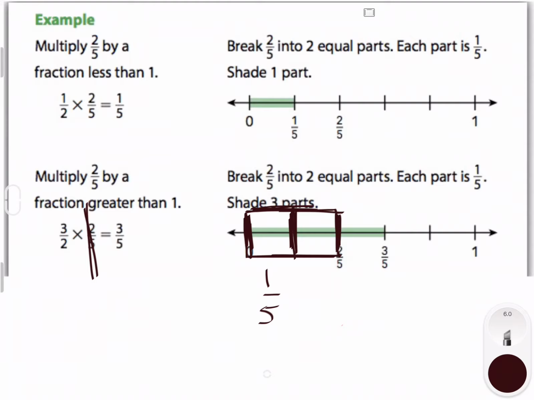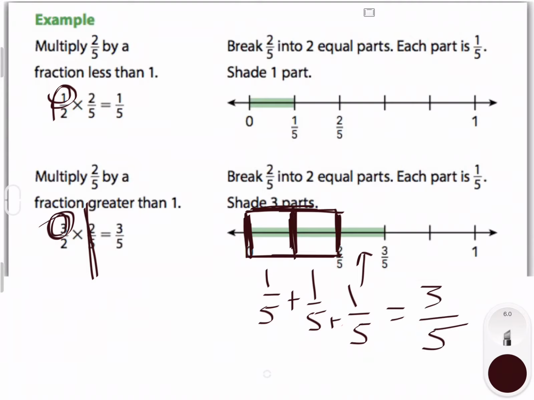But we're not just going to shade that one time like we did up here. We're going to do that 3 times. So 3 1/5. So 1/5 plus 1/5 plus this other 1/5 that is outside of the original amount. So it increases our product, the answer. You end up with more than you started with, which is what it's asking you. You're going to also add another 1/5 for a grand total of 3/5, which we can already see here on the number line is the answer, and it's given to you here in the example.